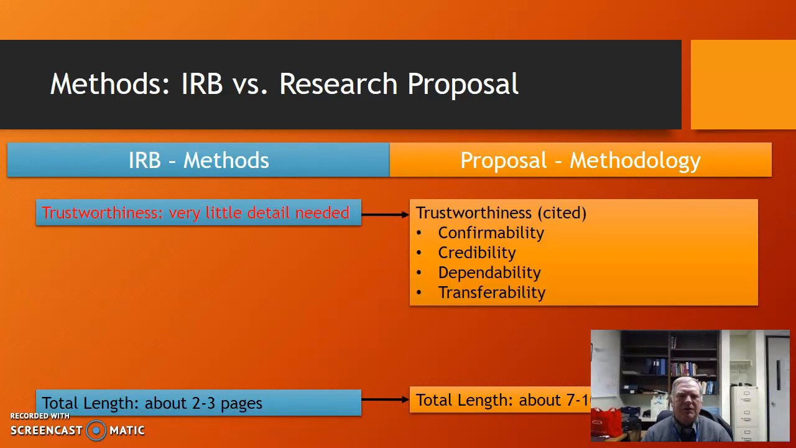The total length of your IRB should be about 2 to 3 pages. The narrative should be about 2 to 3 pages. The total length for your proposal should be 7 to 10, no more than 10 pages.